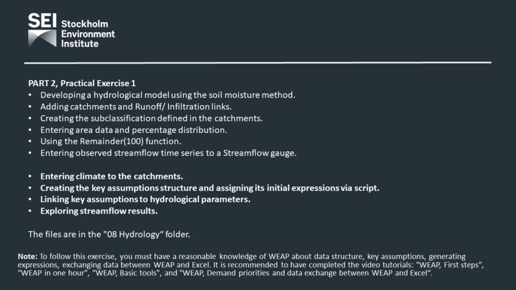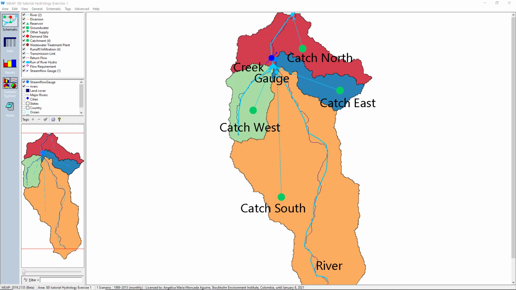Now we will enter the climate data to each catchment, create the key assumptions by using a script, and link them to the hydrological parameters. We will run the model and explore the results. Go to WEAP to continue with the exercise.